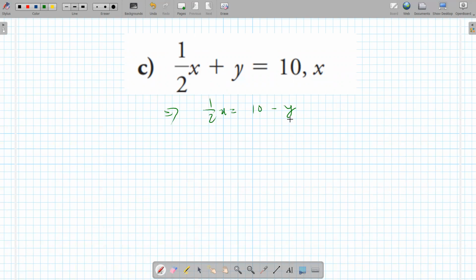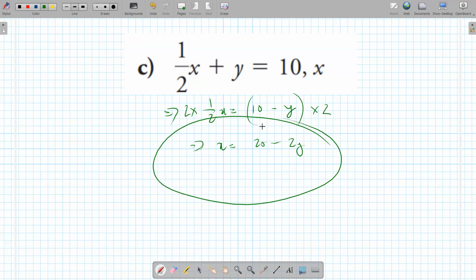And then? You see that 1 over 2? We need to get rid of that. You would multiply both sides by 2, okay? Multiply both sides by 2. Cool? That's the only way to get rid of that 1 over 2. Or you can divide both sides by a half. That will also do the trick. This means x is going to be 20 minus 2y. And that's the final answer for that question.